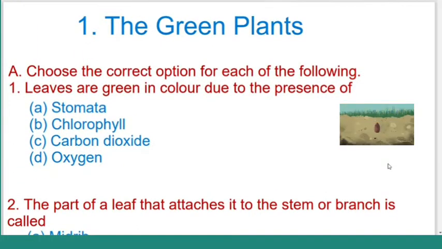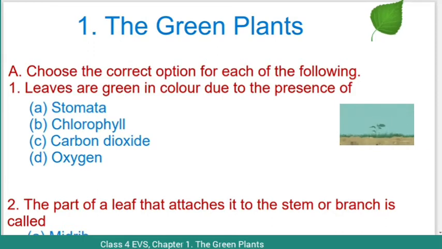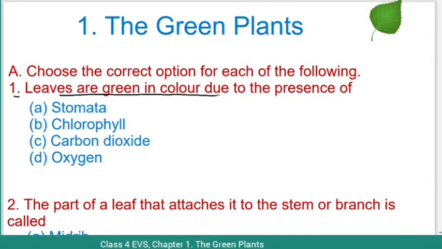Chapter 1, The Green Plants. Section A, choose the correct option for each of the following. In the first question, leaves are green in color due to presence of stomata, chlorophyll, carbon dioxide, oxygen. So leaves are green in color due to the presence of chlorophyll. So the correct answer is chlorophyll.